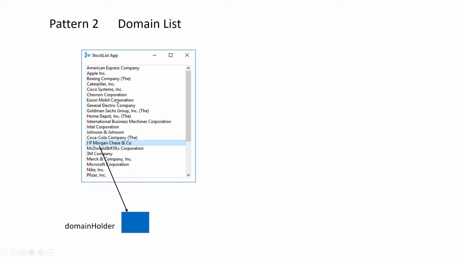Pattern 2 gives us a list of domains. So here's a list of stocks, keeping with our example. If we select a stock, that is what gets pushed into the domain holder, and you'll see it can be easily shared by doing so.